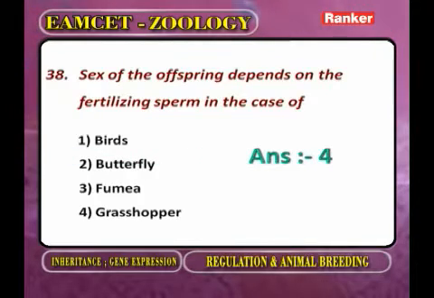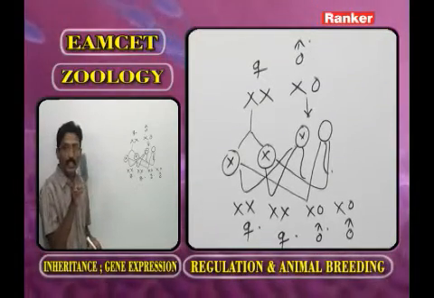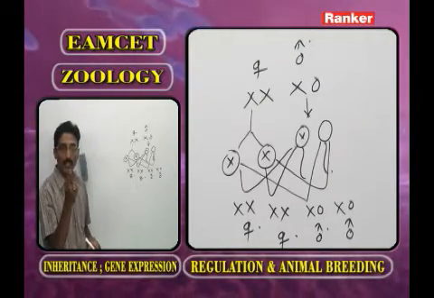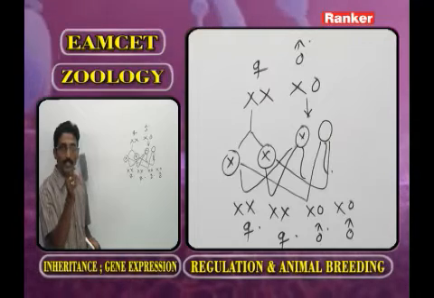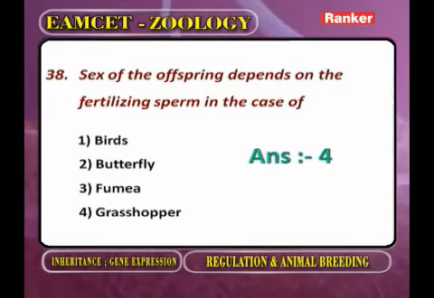In grasshopper, what is the method? XX, X0. The male is heterogametic, it gives two kinds of sperms. So sex determination is based on the type of sperm that fertilizes. Next question.